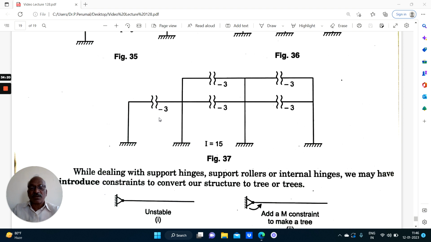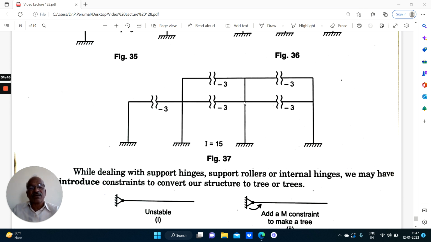Now coming to this. 1, 2, 3, 4, 5. 5 closed loops into 3, 15. No release. All are fixed ends. So 15 is the degree of indeterminacy. By tree analogy, we get minus 3, minus 3, minus 3, minus 3, minus 3. So we have converted this as 4 trees.